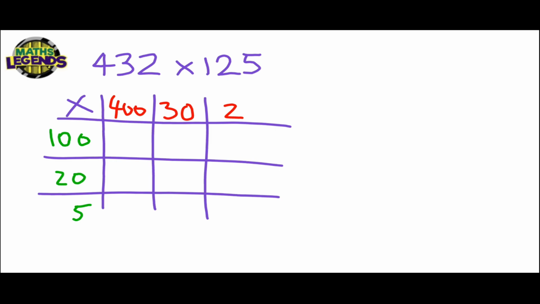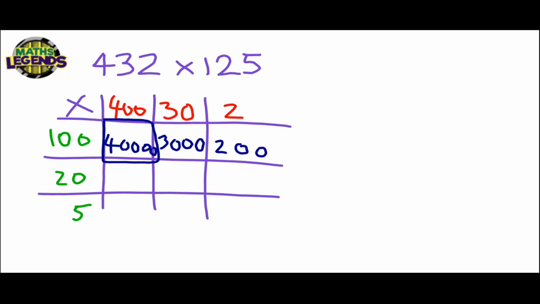We then fill in the blanks in the middle. So the first box is 400 times 100, which is 4 and 4 zeros, 2 zeros from the 100 and 2 zeros from the 400. And the next box along to the right is 30 times 100, so that's 3 and 3 zeros, 2 zeros from 100 and 1 zero from 30. The next box along is 2 times 100, so that's 2 times 1 is 2, add the 2 zeros from the 100.